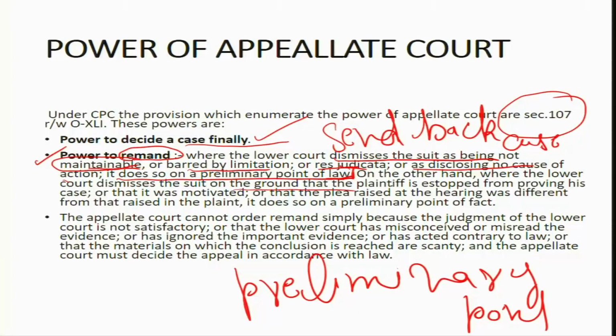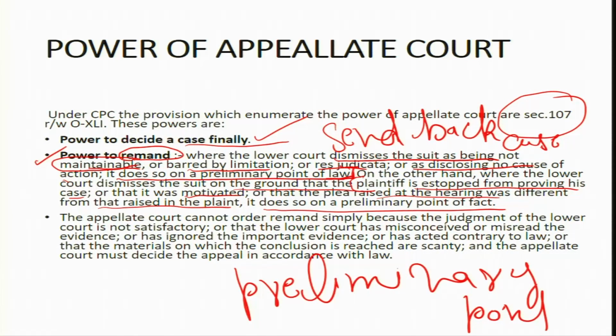Second one, on the other hand, where the lower court dismisses the suit on the ground that the plaintiff is estopped from proving his case. These are points of fact. Estopped, plaintiff is estopped from proving his case. It was motivated, the plea raised at the hearing was different from that raised in the plaint. It does so on a preliminary point of fact. Estopped from, like when the lower court or trial court stops you from proving your case.